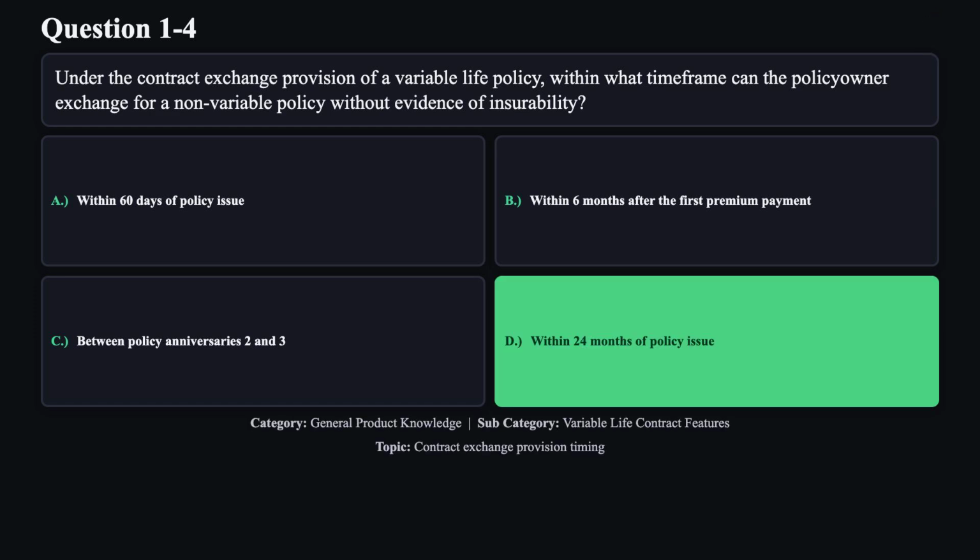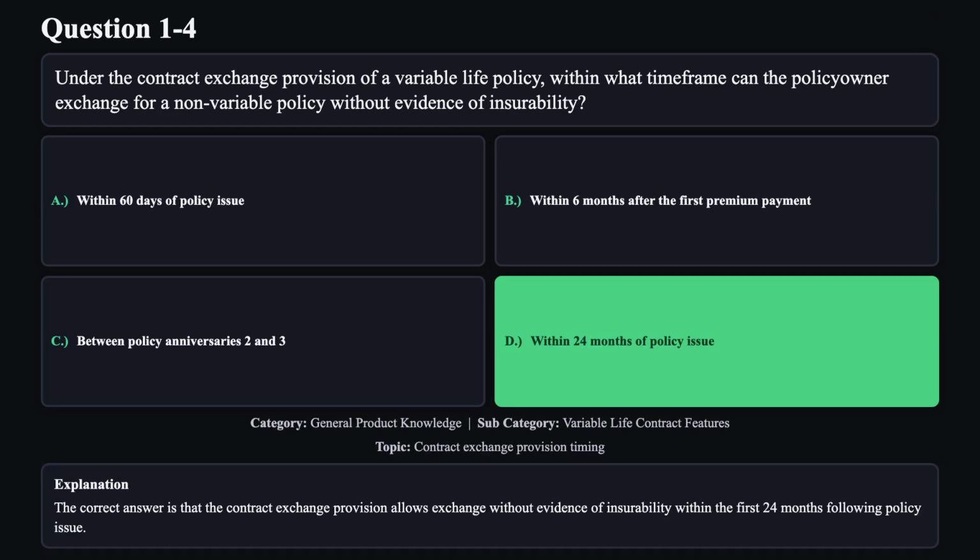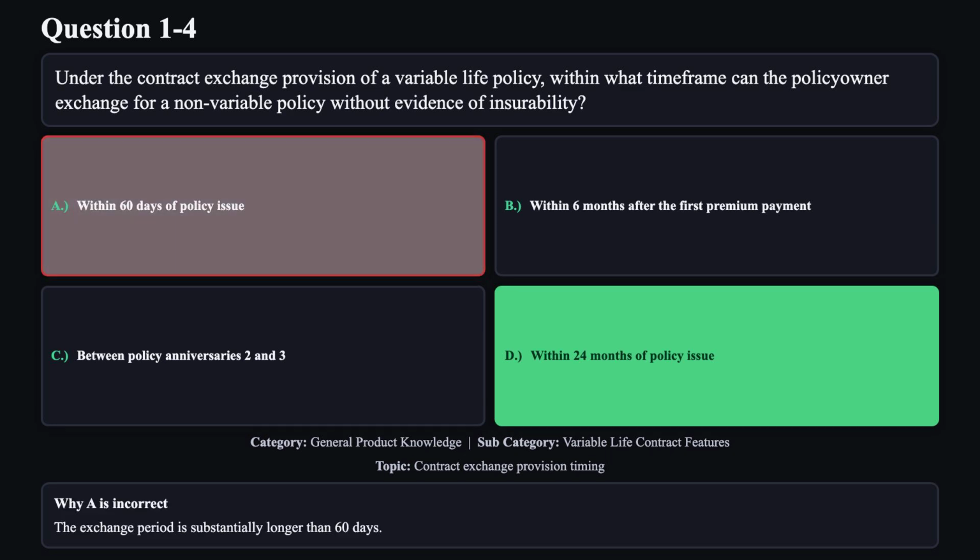The correct answer is D. The correct answer is that the contract exchange provision allows exchange without evidence of insurability within the first 24 months following policy issue. Reason A is not correct. The exchange period is substantially longer than 60 days.